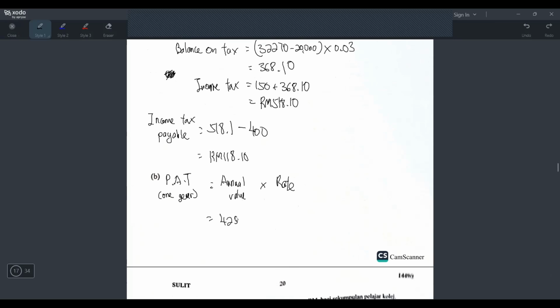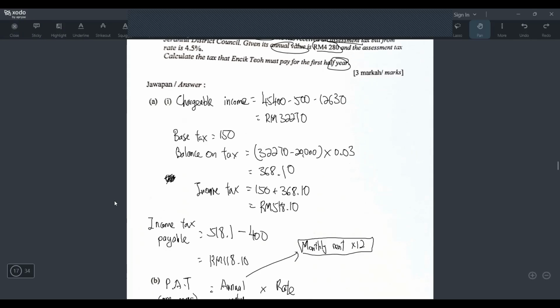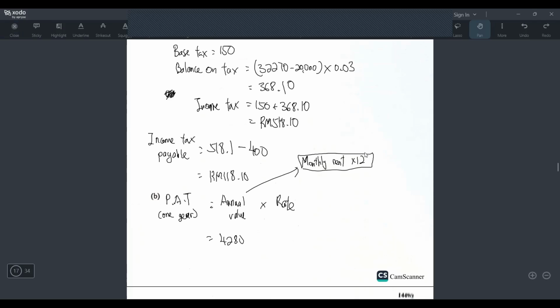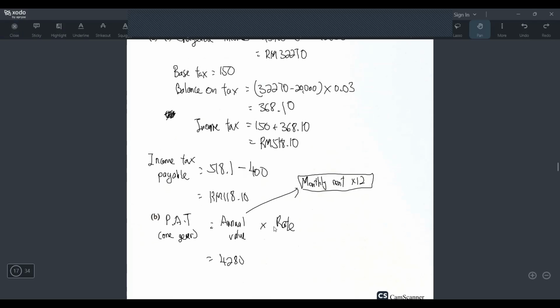Oh, by the way, sometimes they will ask this also. So I want to mention annual value is actually the monthly rent darab 12. Okay, so sometimes to make the question harder, they don't give you the annual value, but they give you the monthly rent. So what you do? You times 12 lah. You times 12 to get the annual value, then only you darab with the rate.